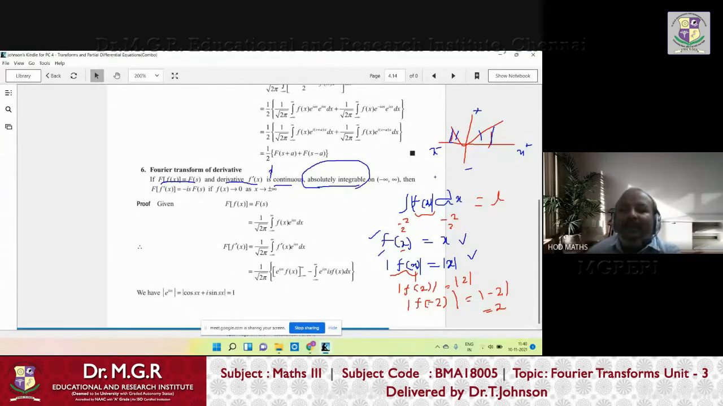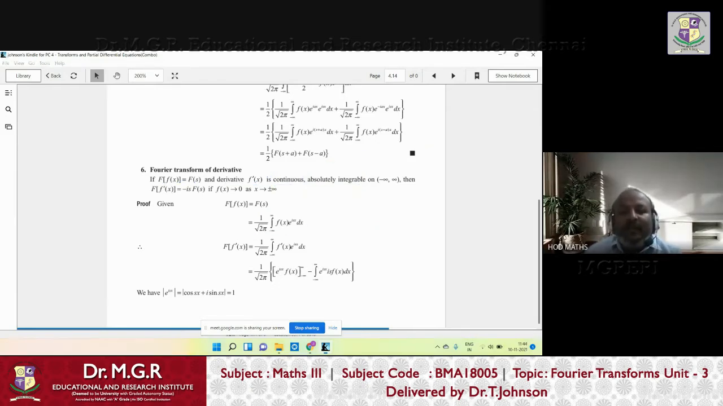But anyway, this is only for the statement, right? Even if you're not able to understand what is absolutely integrable, no problem. When I'm working out the problems, you will only work out the integration part, right? So just for understanding purposes, I'm telling all these things. So we come to the statement of the theorem.